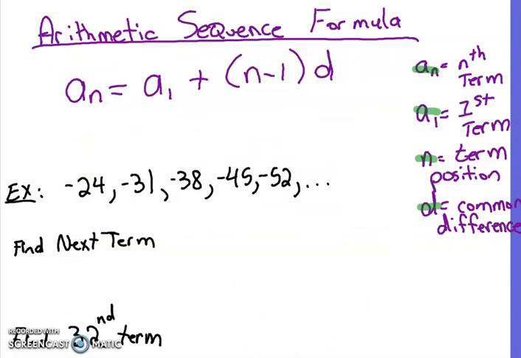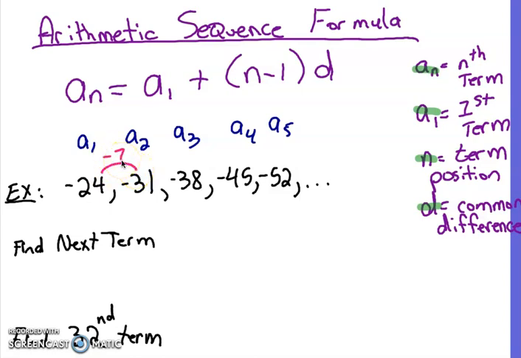So again, we have a list of negative numbers. So here's the list of negative numbers. Again, this is your a sub 1, your first number. This is your a sub 2, a sub 3, a sub 4, a sub 5. And you should be able to notice the pattern, what's taking place from one number to the next. So notice what's happening from this number to the next number. It looks like I'm subtracting 7.